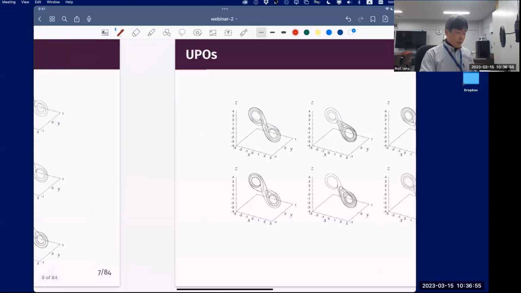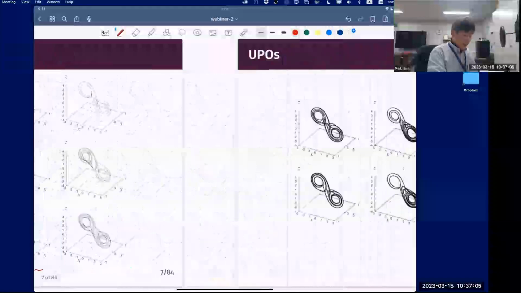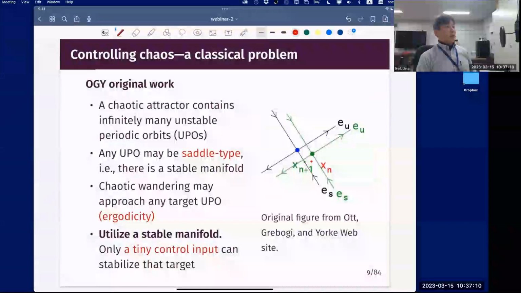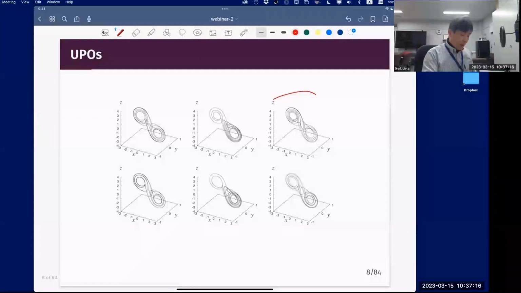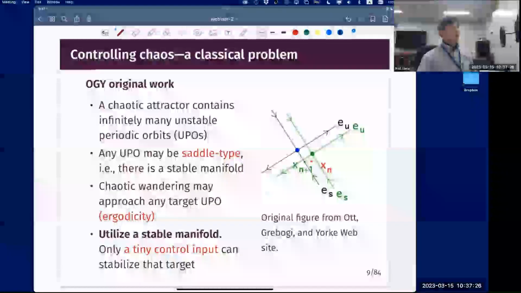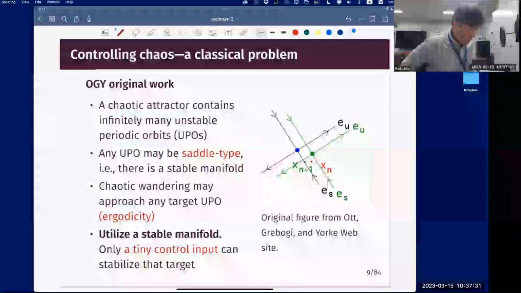Stationary, you have this kind of chaotic attractor, not periodic. Okay, we try to stabilize each of them. If you pick up this UPO, we try to stabilize it. We call this controlling chaos. It seems to be a very classical problem nowadays.